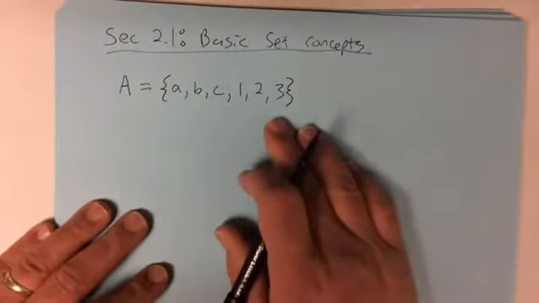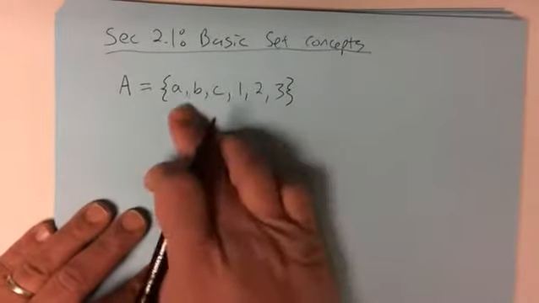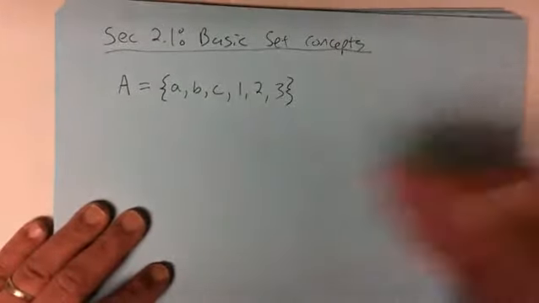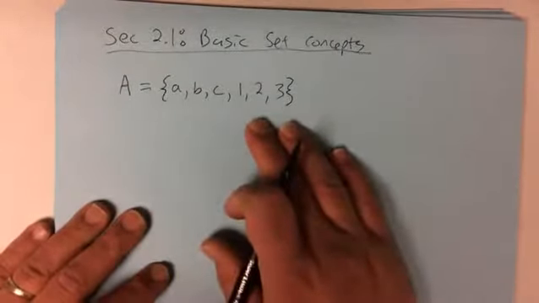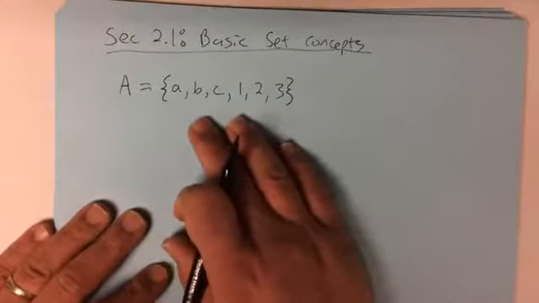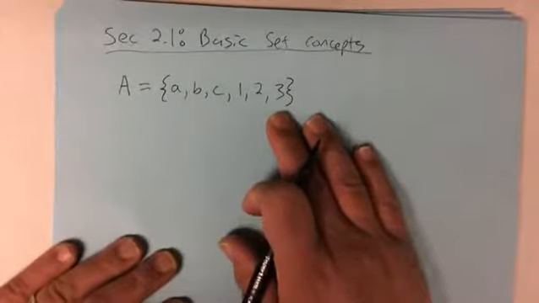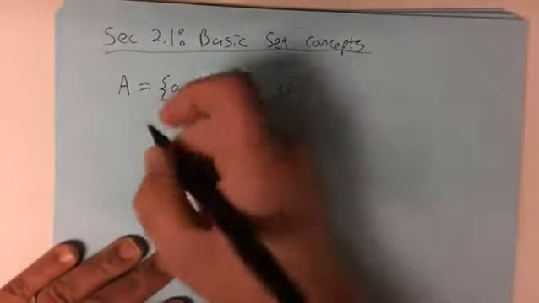Okay, so this is a set. It's just a collection of objects. There's 3 letters, 3 numbers, and you can have other things. I could have a set of students or a set of cities in Iowa or whatever.